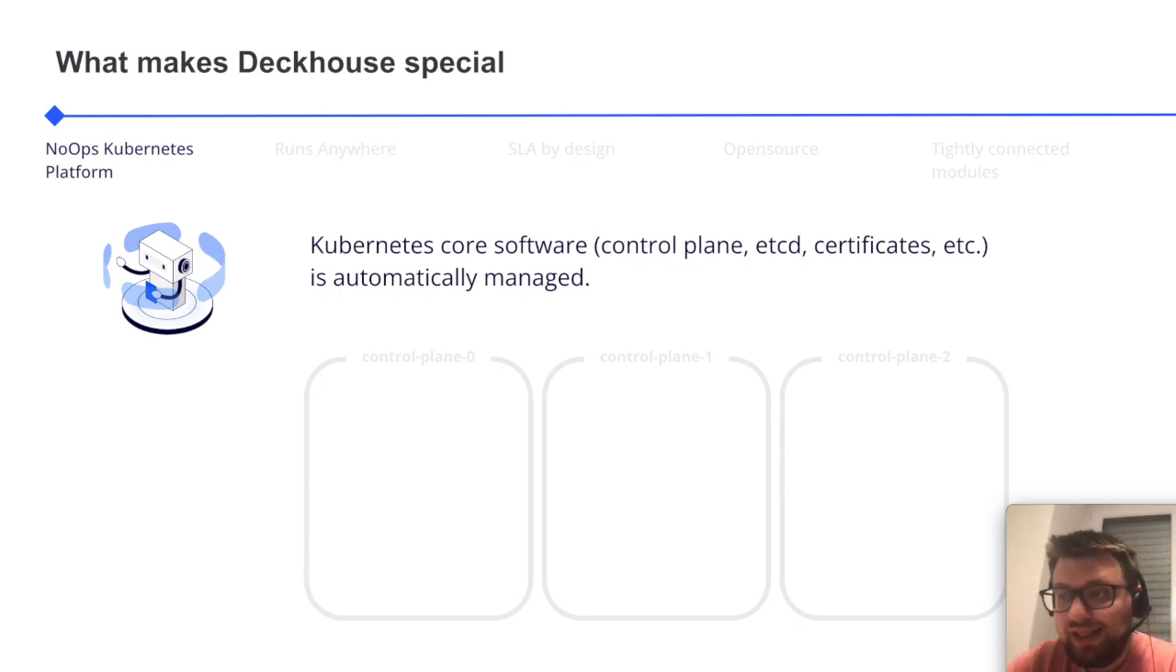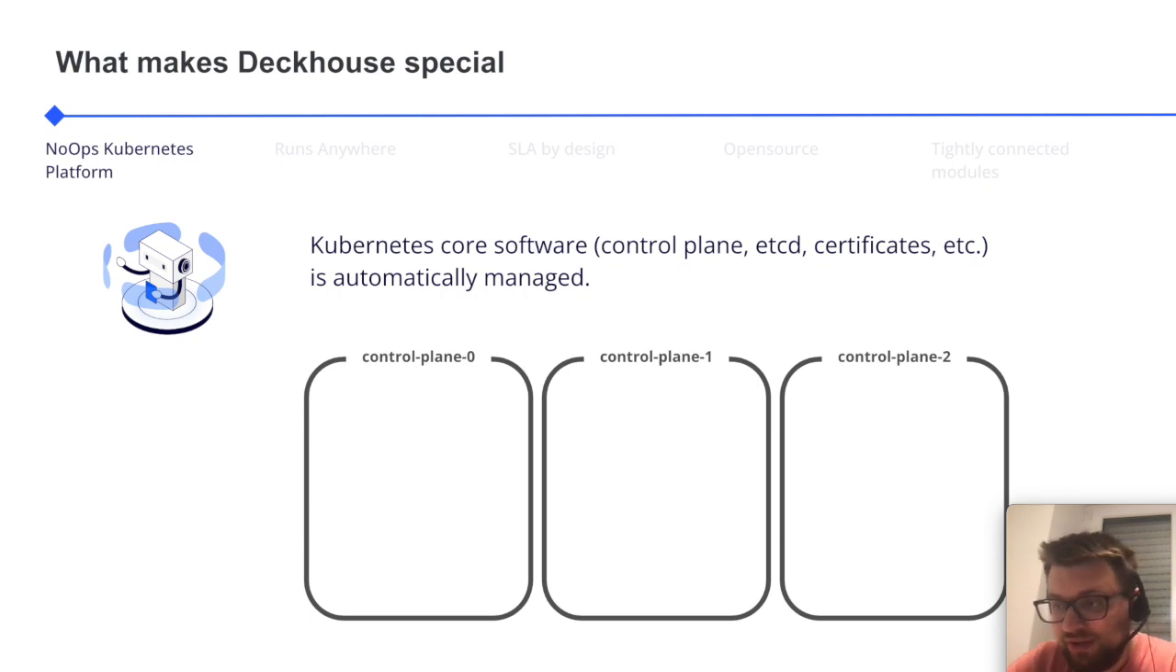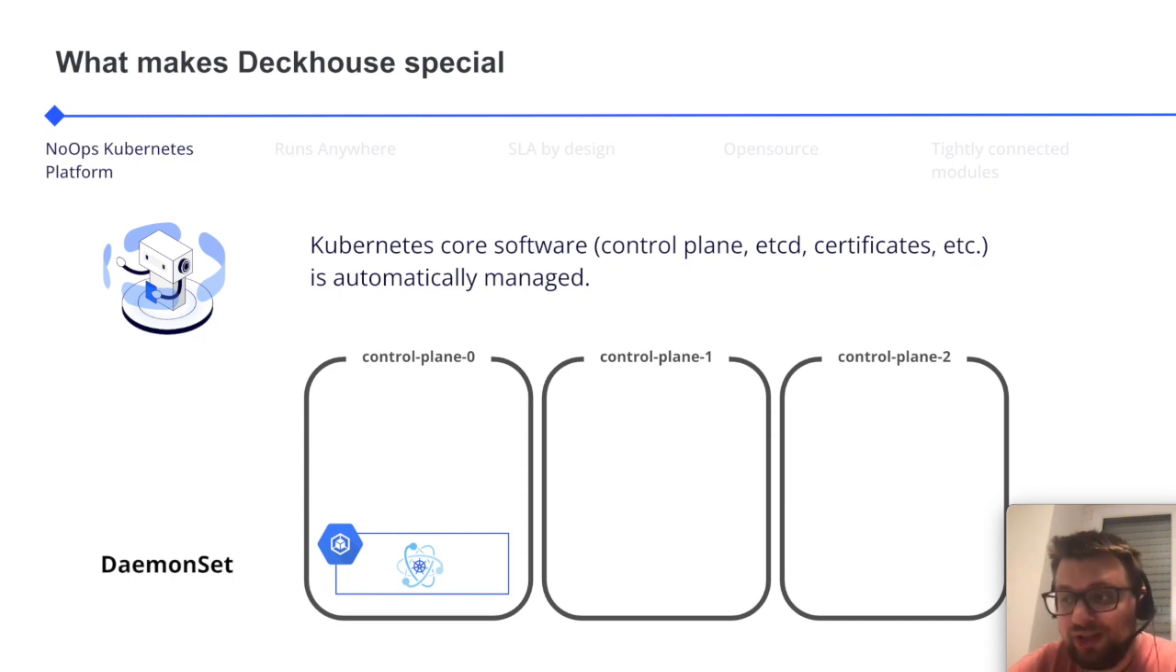managed. Let's pretend that there are three servers for the control plane, like 0, 1 and 2. And to deploy control plane components, Deckhouse deploys a daemon set called control plane manager with a node selector pointing to control plane nodes.